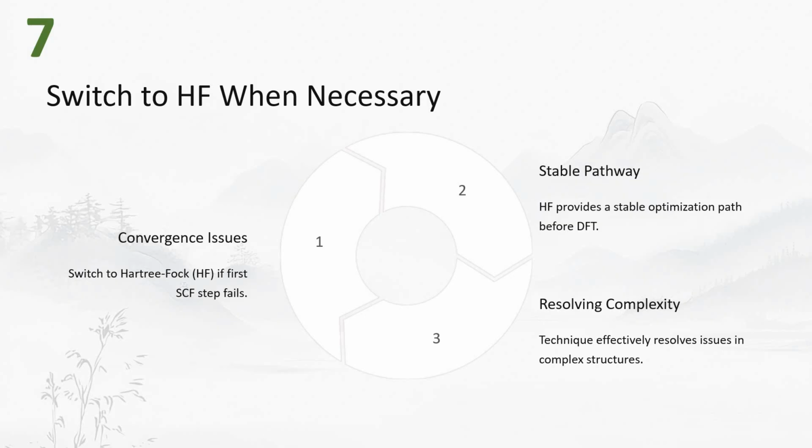The seventh way is switch to HF when necessary. If the first SCF step, first self-consistent field step, does not converge, switch to HF. Sometimes you deal with a complicated structure that does not even give you a single energy result. In such cases, you can often solve the problem by switching to the HF method, optimizing the structure, and then upgrading to DFT.